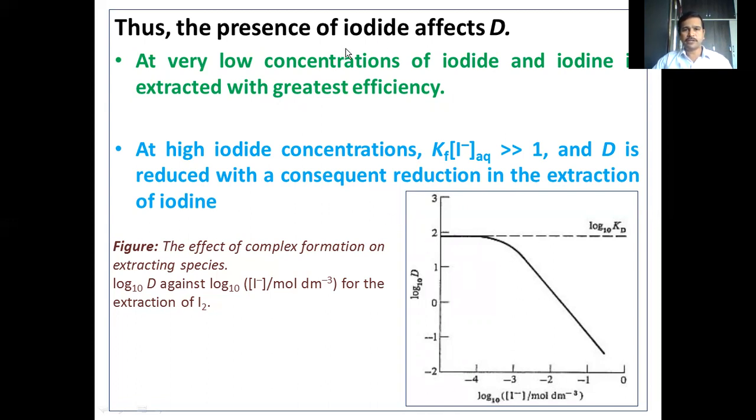So this is the second factor. The concentration of the complexing agent definitely influences the value of D. So the complexation process is also a factor that affects the extraction efficiency by affecting the value of D. This is the second factor.